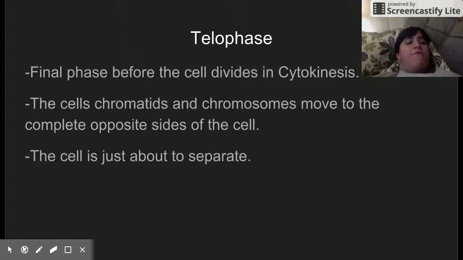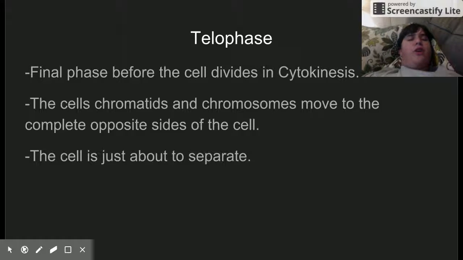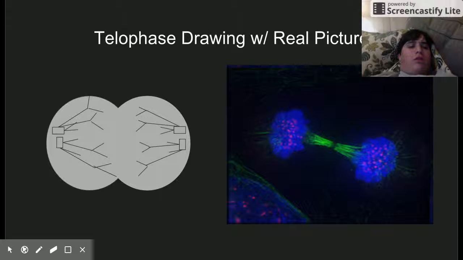Telophase is the final phase before the cell divides in cytokinesis. During telophase, the chromatids and chromosomes move to the complete opposite sides of the cell. The cell is just about to separate, but not quite. Here it is. On the left is a drawing, on the right is a real picture.